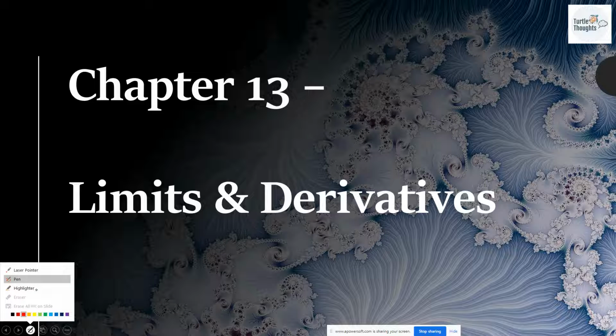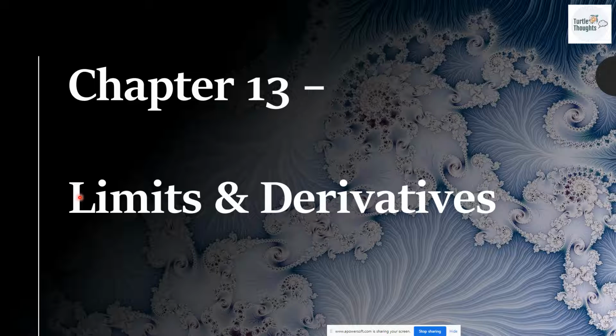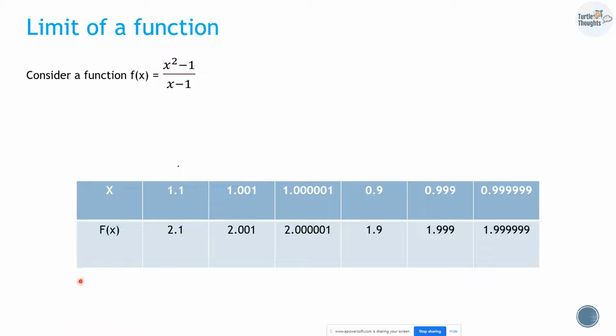Hello everyone. In today's class, we are going to start with chapter number 13, limits and derivatives. Limit of a function. Consider a function f of x which is given by x square minus 1 divided by x minus 1. Now, for any value of x, let me consider say x is equal to 2. When x is equal to 2, the value of the function f of x is going to be 2 square minus 1 divided by 2 minus 1, which is going to be 4 minus 1 divided by 1. The answer is going to be 3.